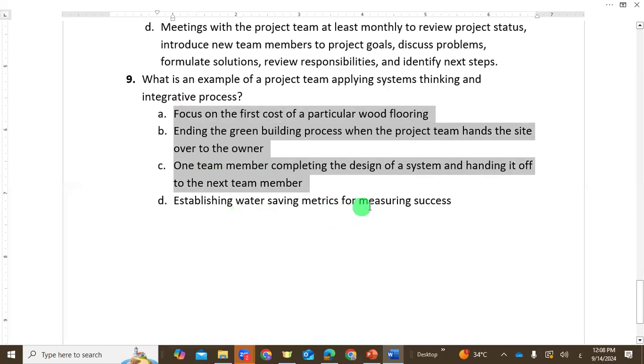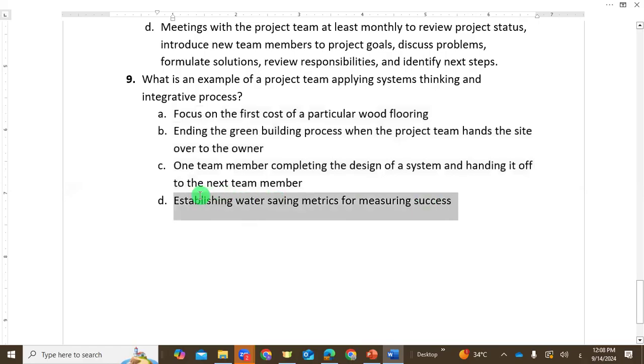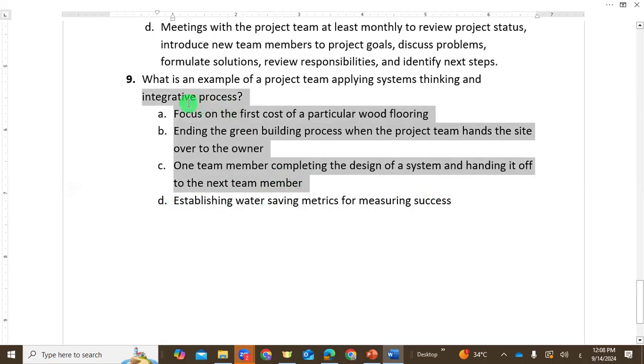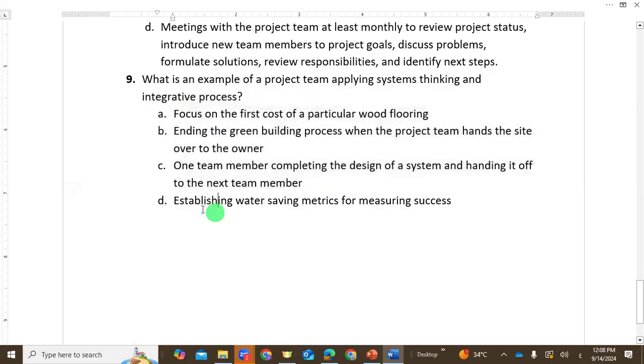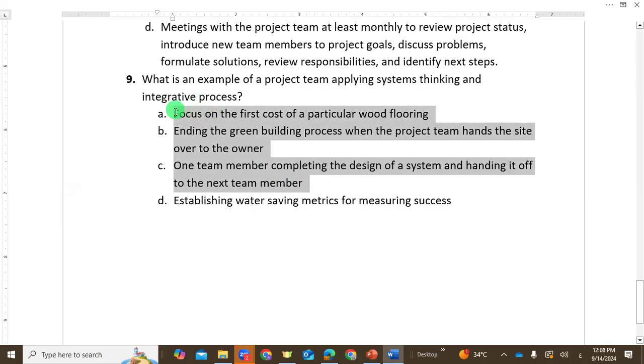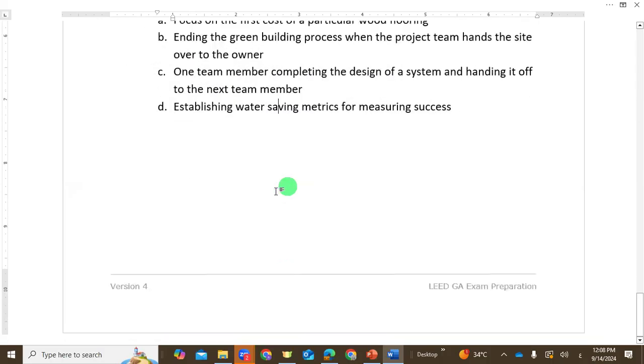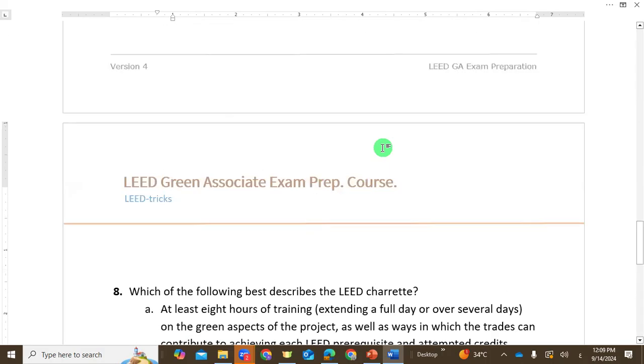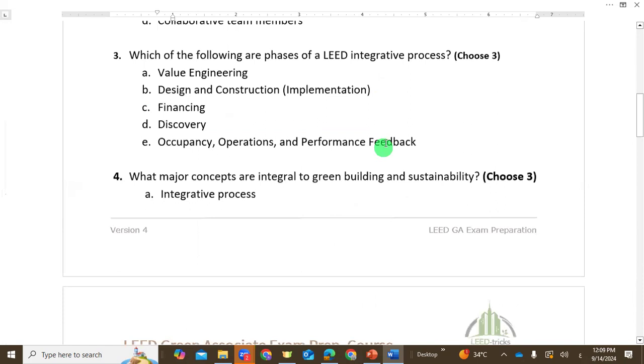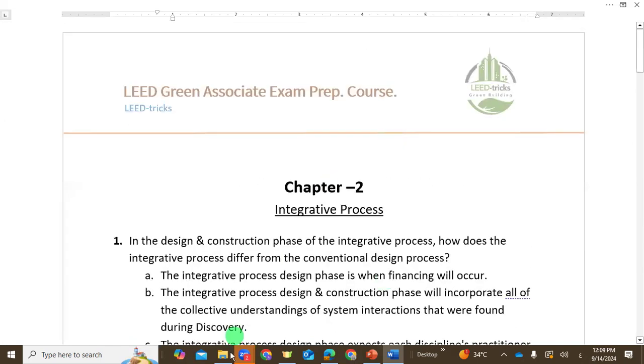Establish water saving metrics for measuring success. That is the answer. Even though you are not really convinced about what it means, I think by deleting or eliminating all this, you will find the answer. And he wants you to do that. He gives you an answer here that is not clear, but the wrong ones are very clear. I hope this was clear and you enjoyed the integrative process and systems thinking.